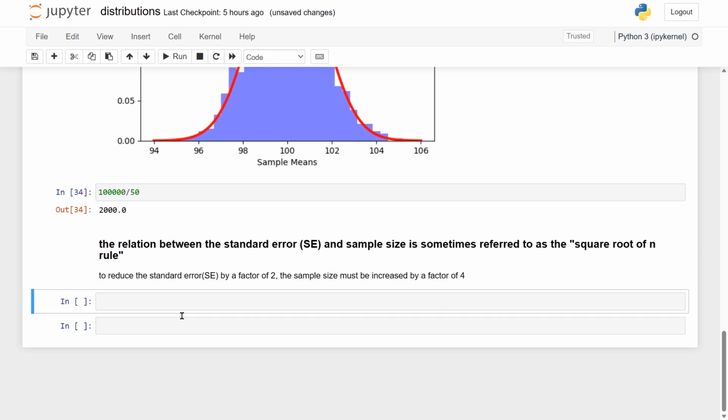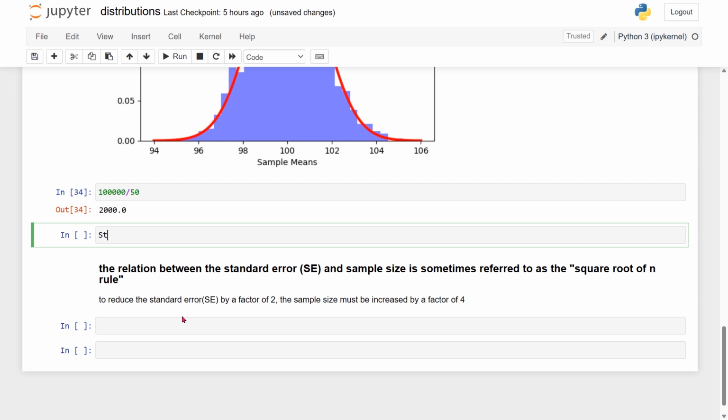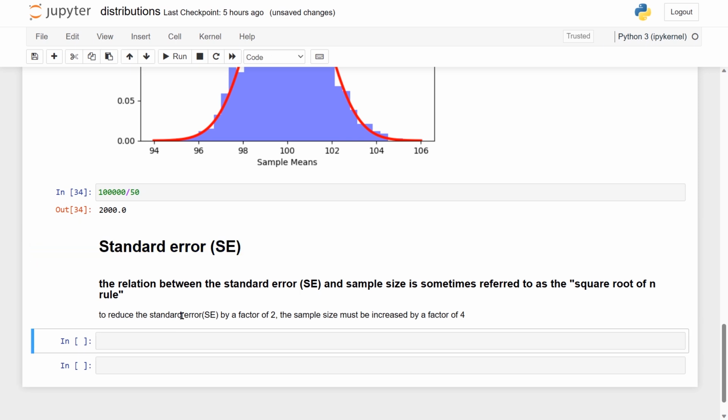Okay, so the validity of the standard error formula arises from the central limit theorem. In fact, you don't need to rely on the central limit theorem to understand the standard error. Consider the following approach to measuring the standard error. So, measuring SE.